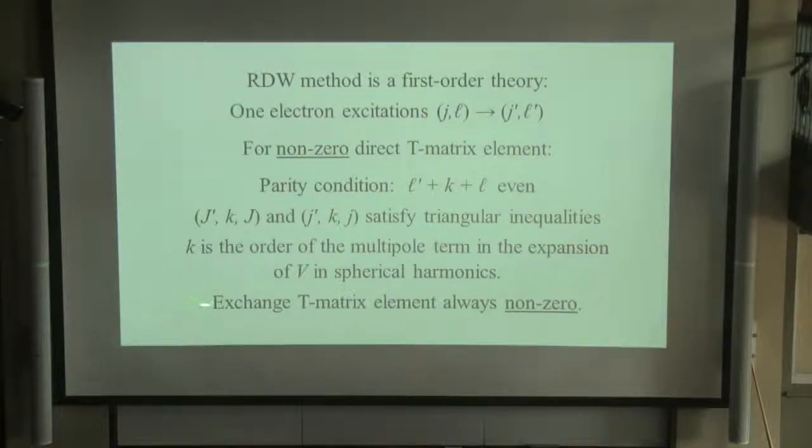The other parts of the T matrix, where the anti-symmetrization operator is not 1, will give you exchange ones, and these are always non-zero. You can always get them because you've got free waves that go out, and they're connected with the bound state, so you always can get non-zero terms.